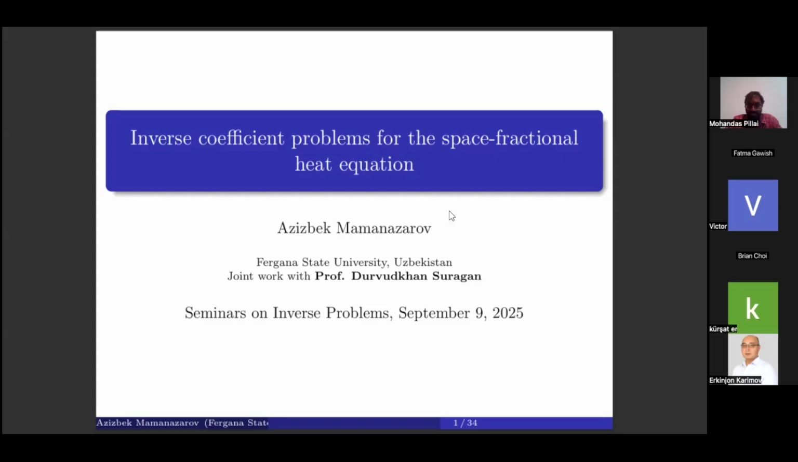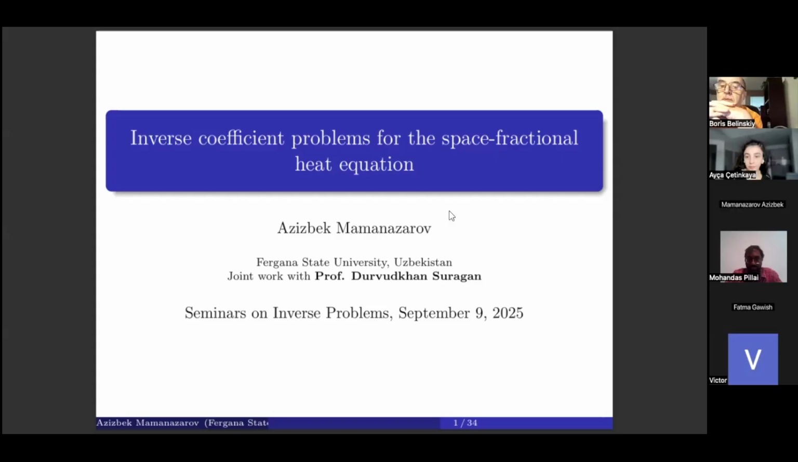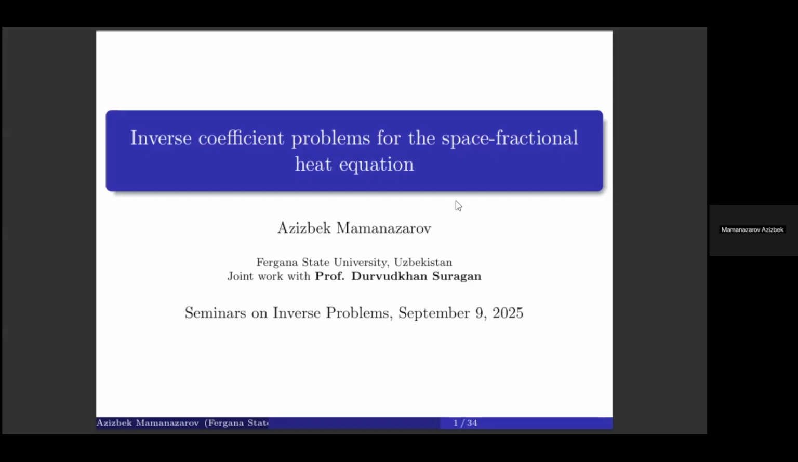As you can see, the title of the talk is Inverse Coefficient Problems for the Space Fractional Heat Equation. This is a joint work with Professor Durub Khan Suragan from Nazarbayev University, Kazakhstan.